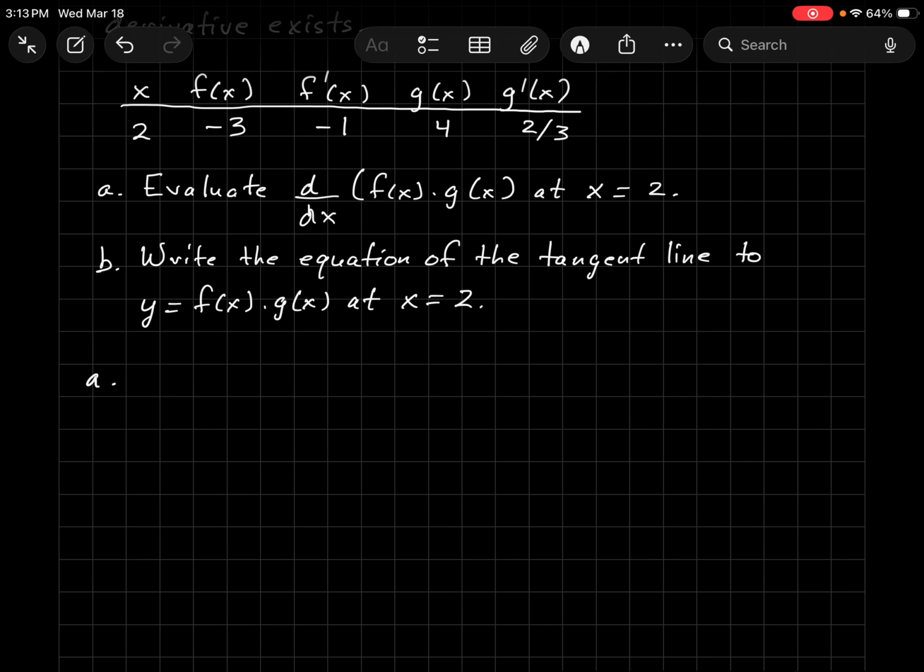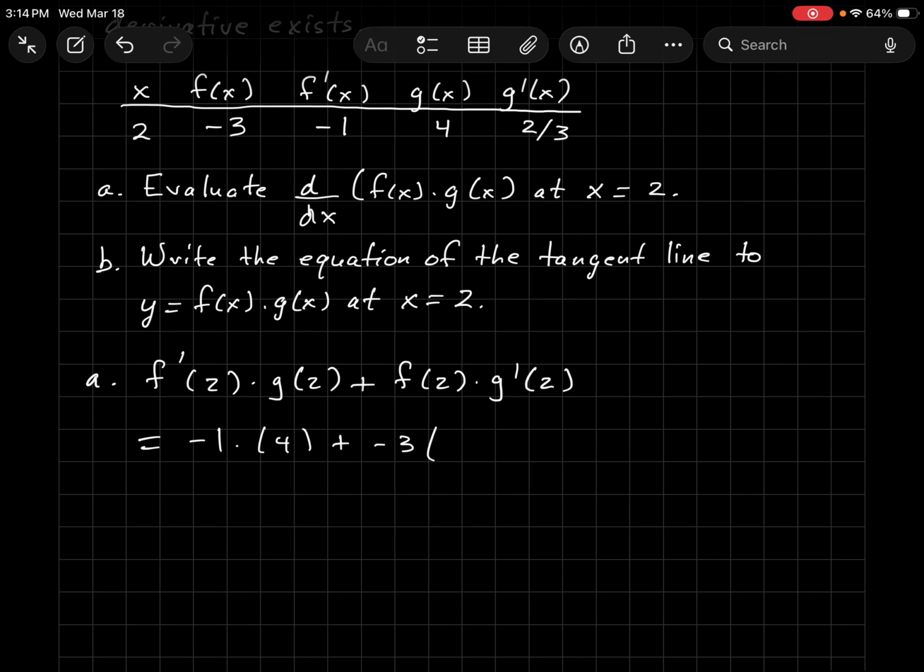So part A, the derivative of f times g is, well, it's the derivative of the first part at 2, leaving the second part alone, plus leave the first part alone, times the derivative of the second part. And now all we have to do is just plug in. F prime of 2 is negative 1. G of 2 is 4. F of 2 is negative 3. G prime of 2 is 2/3. And we can clean this up a bit. We get negative 4 minus 2 equals negative 6.